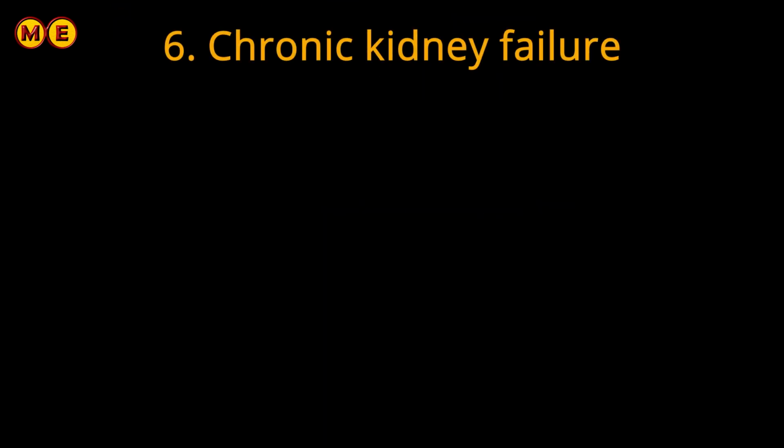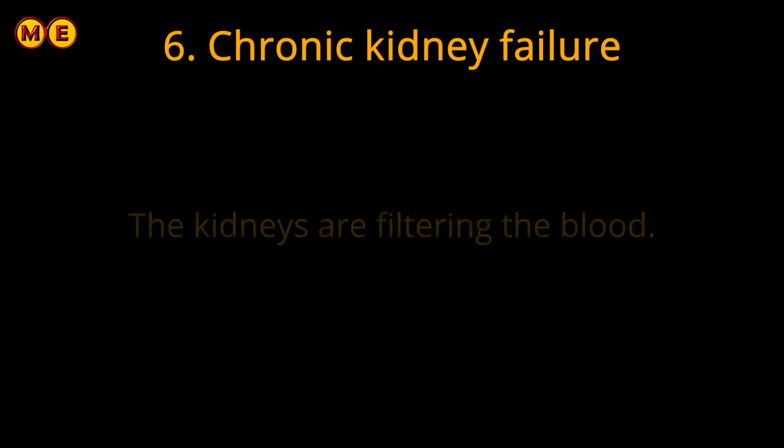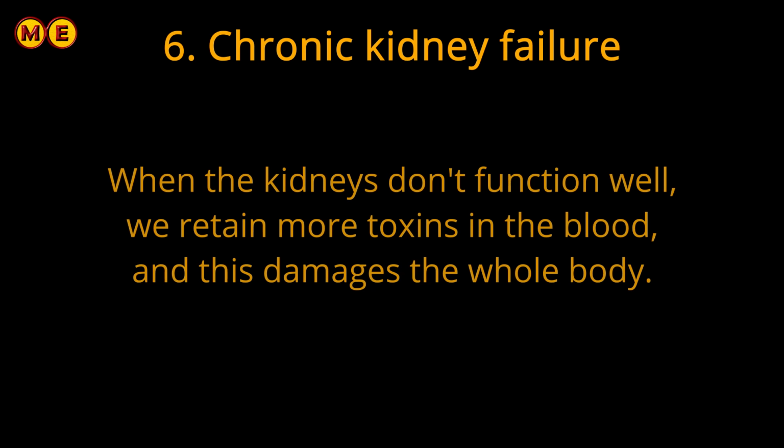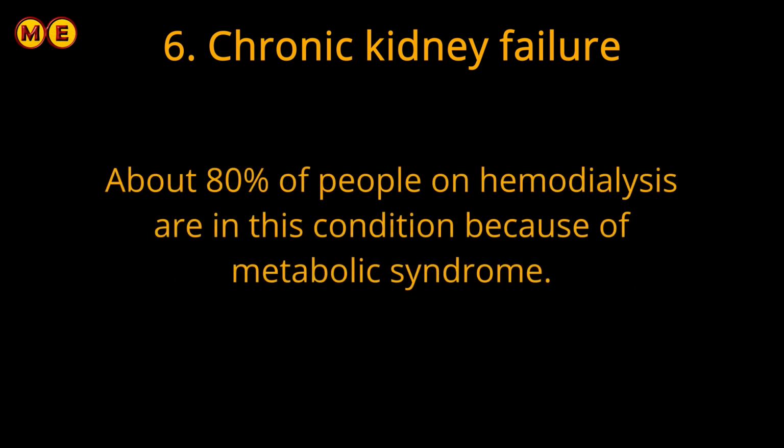Number 6 on the list is for chronic kidney failure. High blood sugar and high blood pressure are damaging the blood vessels in the kidneys. And the kidneys are filtering the blood. So when the kidneys don't function well, we retain more toxins in the blood and this damages the whole body. About 80% of people on hemodialysis are in this condition because of metabolic syndrome.